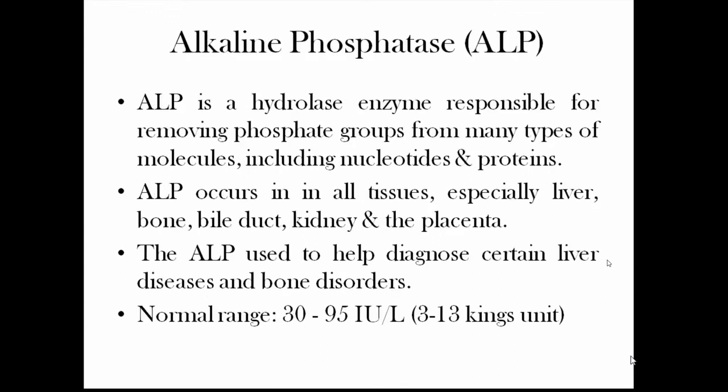Alkaline phosphatase is a hydrolase and is responsible for removing the phosphate groups from many types of molecules, including nucleotides and proteins. It is synthesized in the liver. ALP occurs in all tissues, and the liver is one of them. It occurs in bone, liver, bile duct, kidney, and the placenta. ALP is used to help diagnose certain liver diseases, mainly those in which we have excessive cellular damage and an obstructive process to liver excretion.